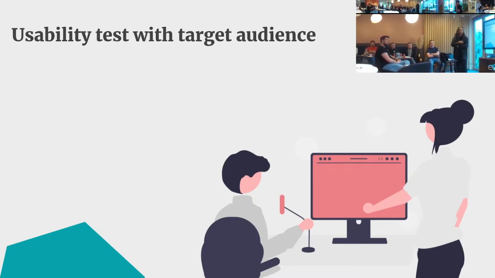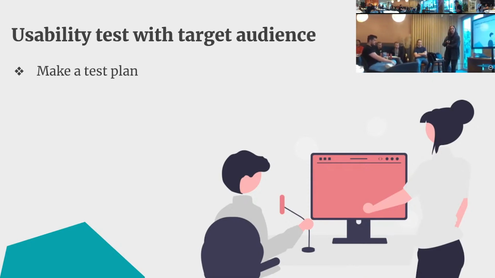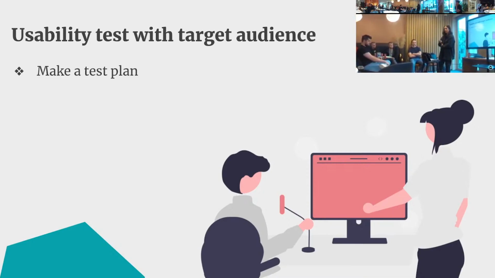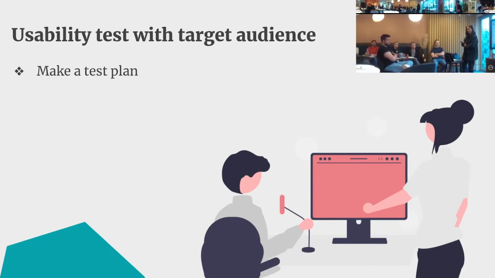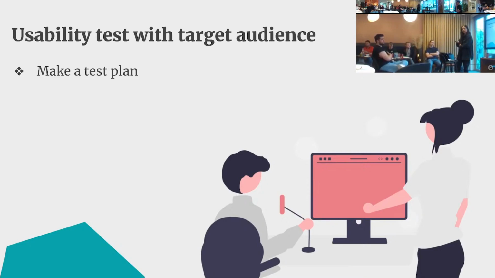First step is making a test plan, and usually you write down your goals or what you want to find out, and you write down a few small tasks for a user to complete. So, for example, log in or upload a photo. And this is how we find out if the design is logical for the target audience.